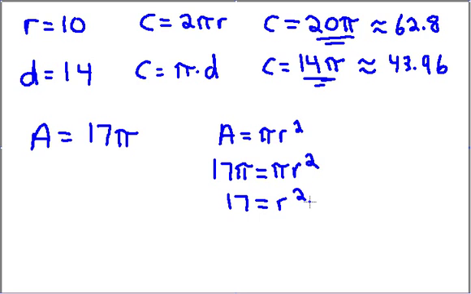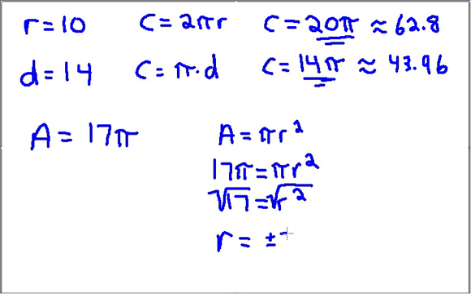Our r is our radius. The question is, what is our radius? Well, right now our r is not by itself. It's being squared. So in order to undo that, we need to take the square root of the right side and the square root of the left side. Then I'm going to flip them around. What is the square root of r squared? Well, the square root of r squared is simply r. And what is the square root of 17? Well, we cannot simplify that any further.